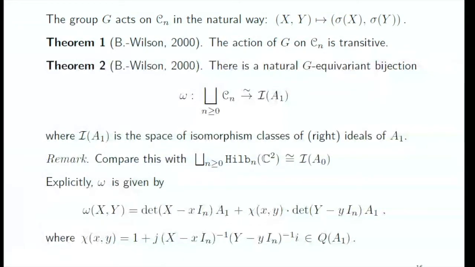So if you want a canonical representative, you should look at fractional ideals, finitely generated submodules in the quotient field. But it's a nice formula. Again, for an expert in integrable systems, this is a remarkable formula for the so-called Baker-Akhiezer function. Of course, that's how it was discovered.